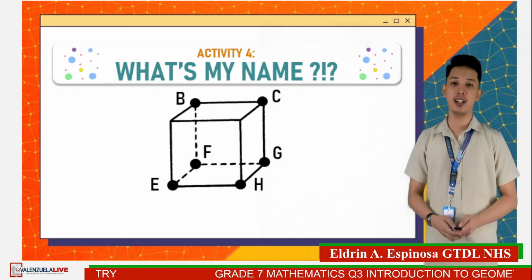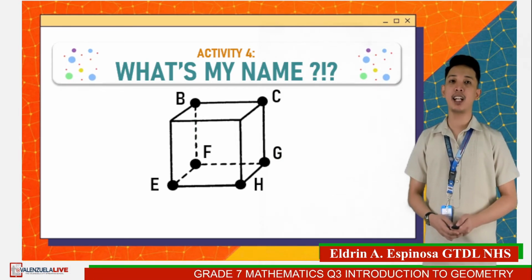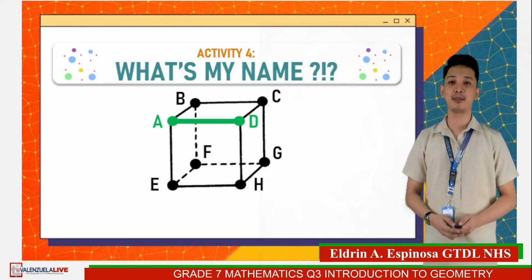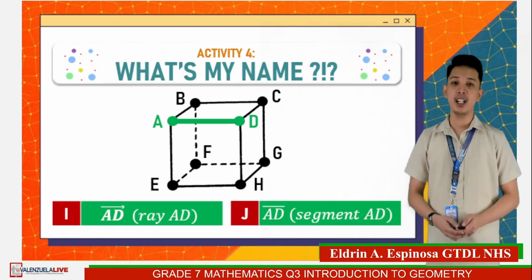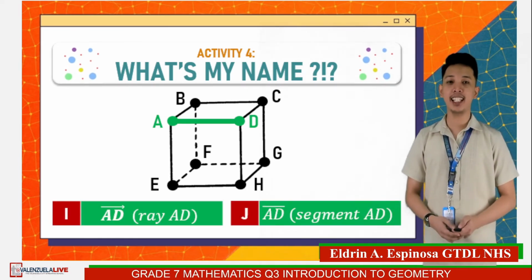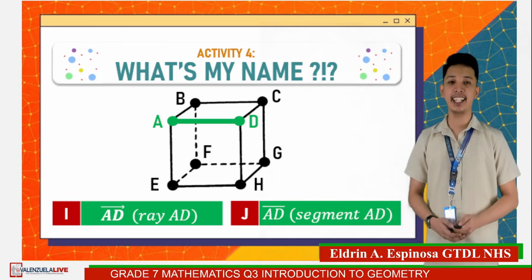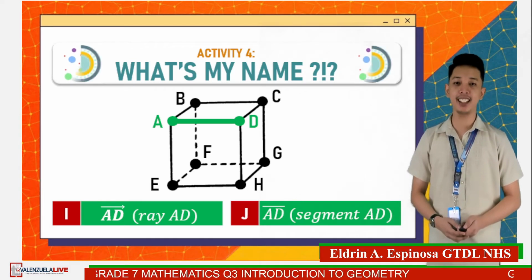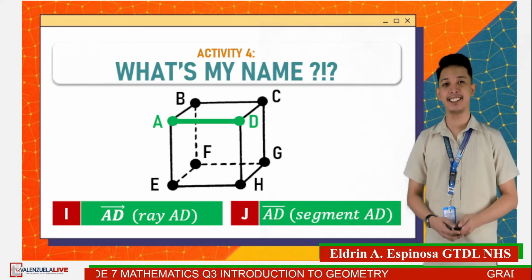Number 5. What about this? What must be its name? Is it letter I, ray AD, or is it letter J, segment AD? 5 seconds, go!